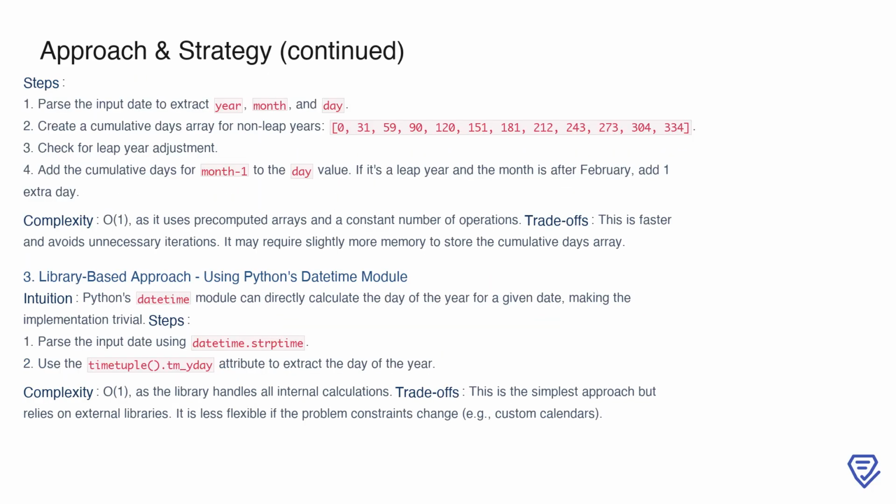Now, let's look at the optimized approach, which avoids iterating through all the months by leveraging pre-computed data. Instead of summing days month by month, we use an array of cumulative days for non-leap years. This array allows us to directly calculate the total days up to the given month. The steps are as follows: first, we parse the input date to extract the year, month, and day. Then, we use a cumulative days array like 0, 31, 59, 90 to get the total days up to the previous month. If the given year is a leap year and the month is after February, we add one extra day to account for February's additional day. Lastly, we add the day component of the date to the cumulative total.